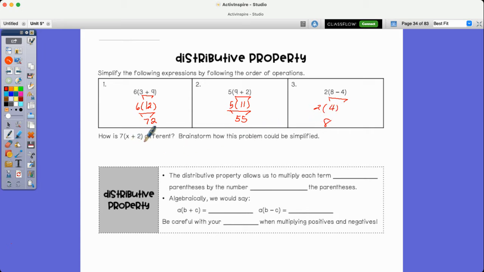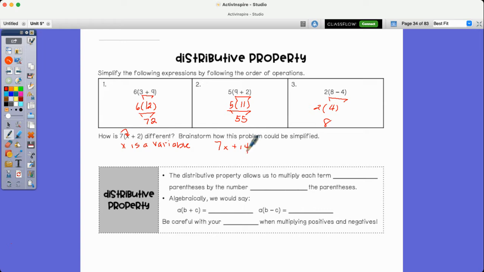Perfect. Well, how is 7 times the quantity x plus 2 different? Think about this. My x is a variable, right? And that's going to make a difference because I can't just add x plus 2, because I don't know what x is. But I could come up with a way to simplify it. I could take that 7 and bring it to the x, right? That gives me 7x. And then I could multiply that 7 times that 2, and that gives me 14.